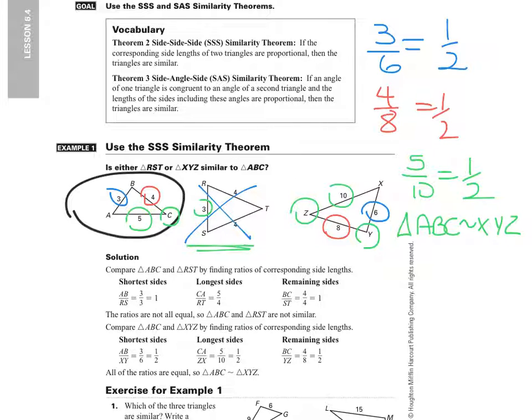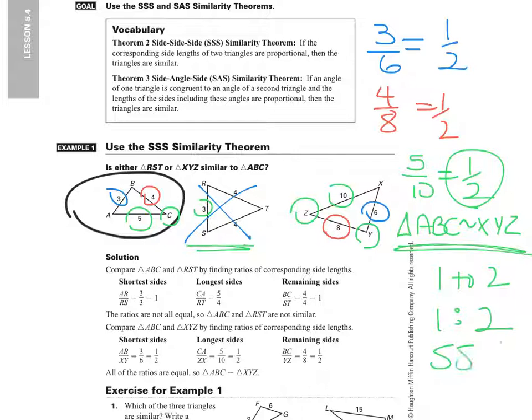So if this were the question on the test, you would tell me, it is similar. This is my similarity statement. My scale factor is 1/2 or 1 to 2 or 1:2. I don't care if you write it like this, or as a fraction, either way. And then you could say that they're similar by side-side-side, because all three sides are proportional. So this is what you're going to have to do on the last 5 questions. Good so far?